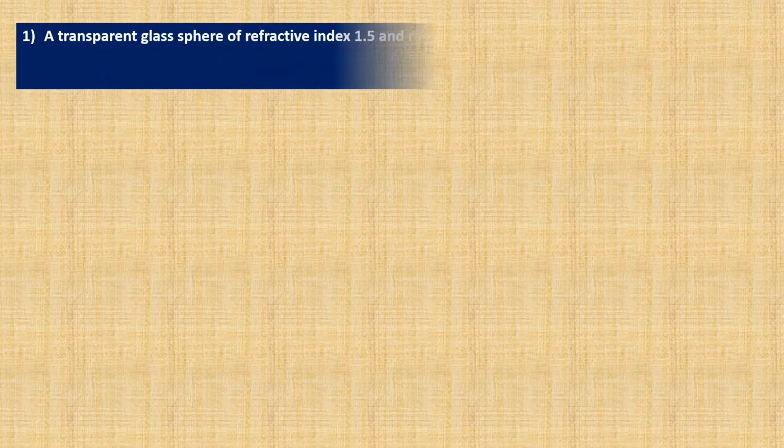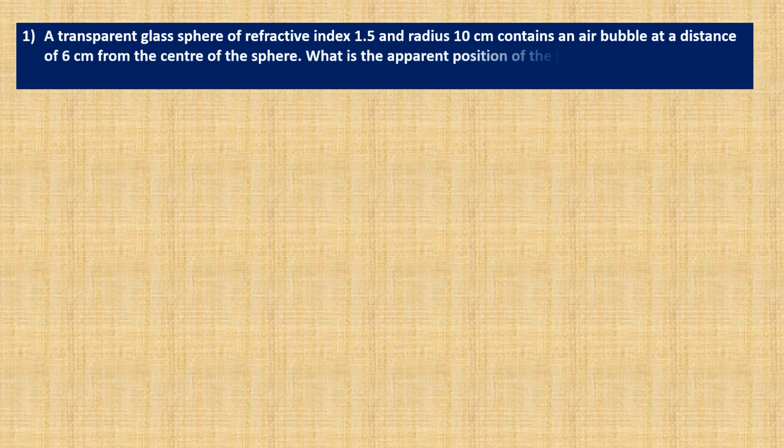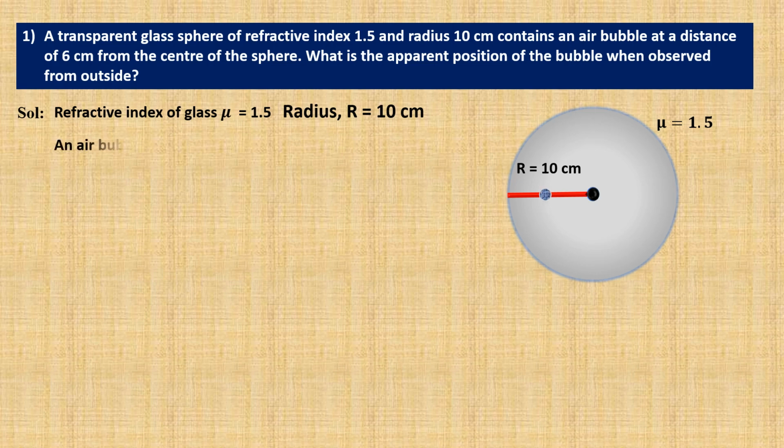A transparent glass sphere of refractive index 1.5 and radius 10 centimeters contains an air bubble at a distance of 6 centimeters from the center of the sphere. What is the apparent position of the bubble when observed from outside? Now, let us see how this problem could be solved. So, there is a glass sphere and refractive index of glass mu is equal to 1.5 and sphere has a radius r is equal to 10 centimeters. An air bubble is at a distance of 6 centimeters from the center of the sphere.